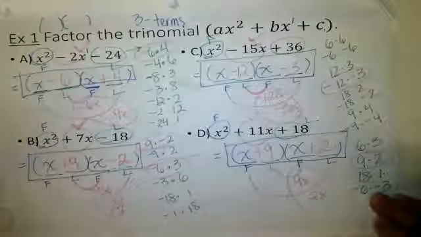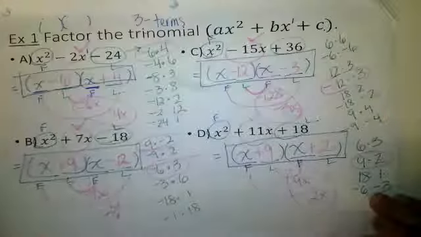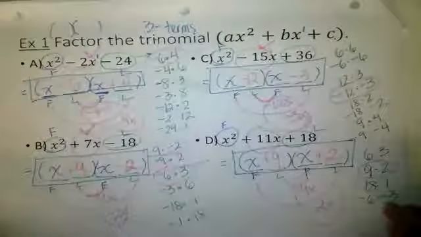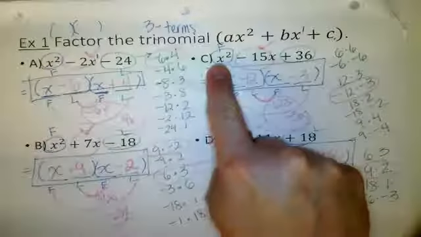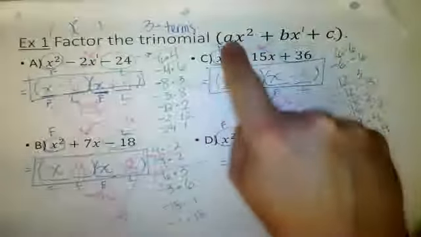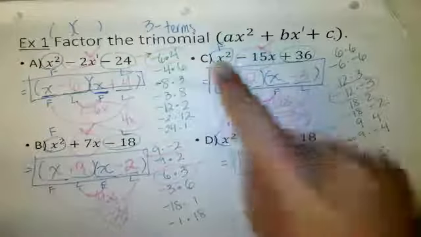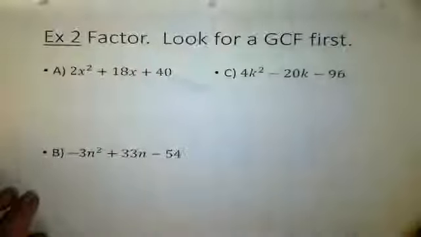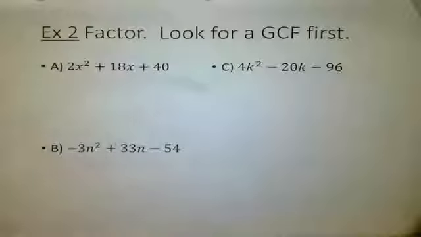So now we add one more step. These are called easy trinomials, and they're called easy because the a value, the number in front of the x squared, is a 1. What's different about example 2 here? Why are these different?